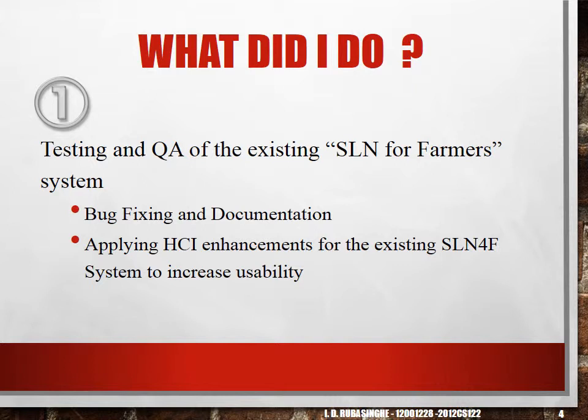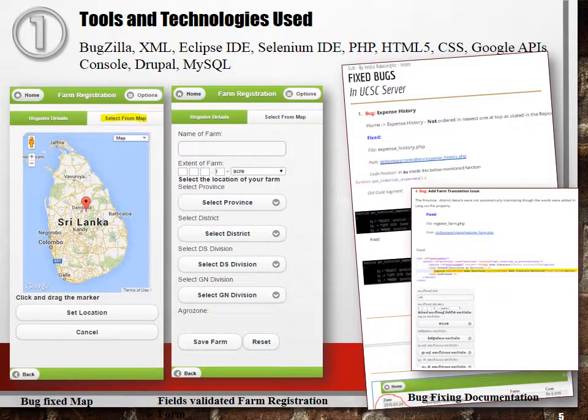There, I did the testing and QA using both test automation and manual testing, did bug fixing and technical documentation of them. Then, further, I did some HCI, human computer interaction, enhancements in order to increase the usability of this SLN4F system, because the major audience of this system is farmers. Therefore, usability is a major concern. Here are a few examples.